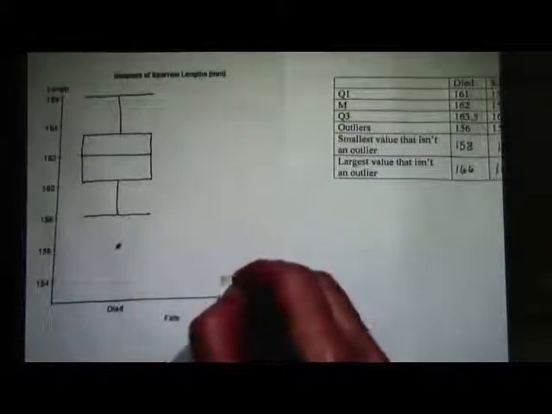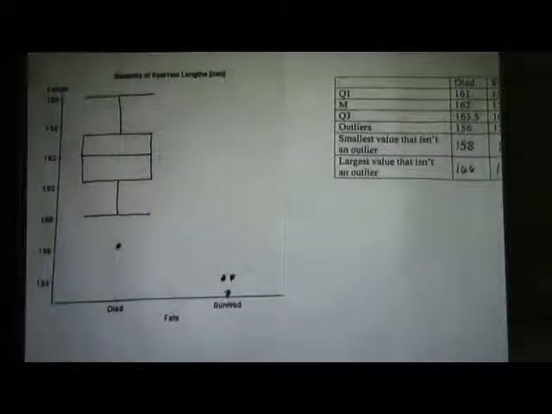I can do that so that you note that there are actually two. It's hard to tell if you draw them right on top of each other. Then we find that the smallest value that isn't an outlier is 155. So we're going to draw a line at 155.